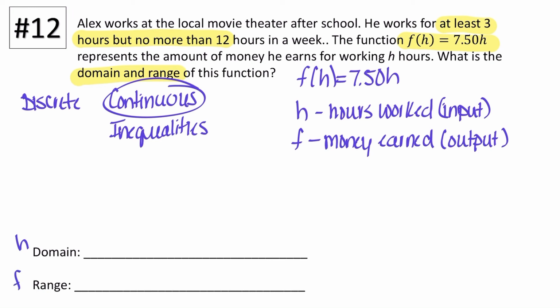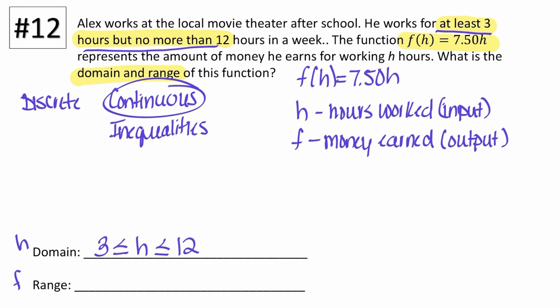Let's think about all the possible values in the domain. So how many hours does Alex work? Well, it says he works at least 3, but no more than 12. So we're going to start off with the lowest value at 3, which is going to be less than or equal to h, but no more than 12. So h is going to be less than or equal to 12. That is our domain. So now we need to figure out the values in the range.